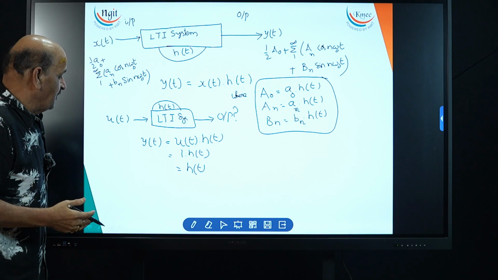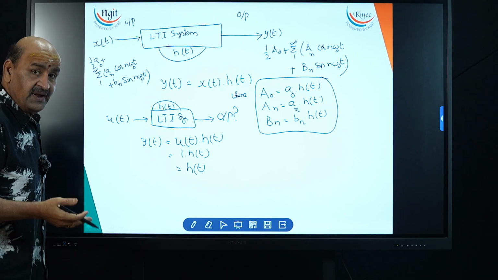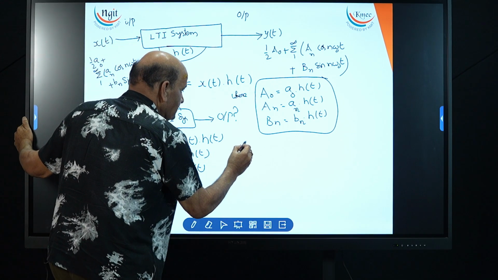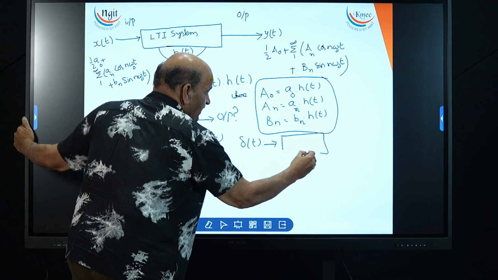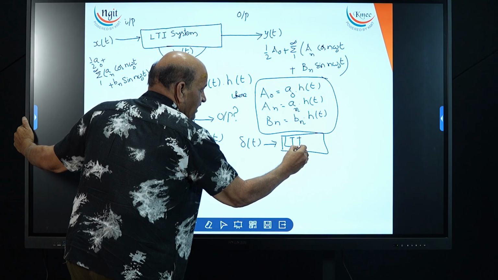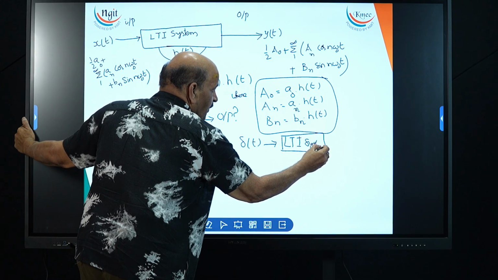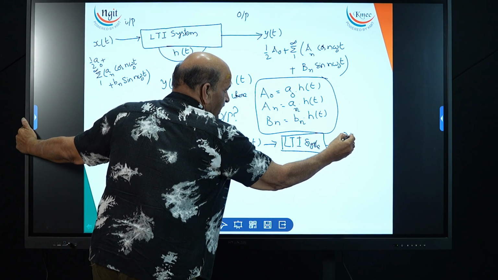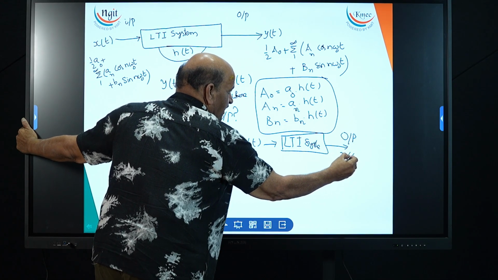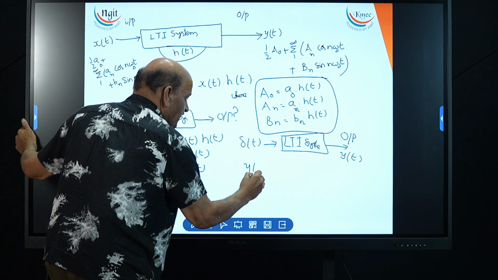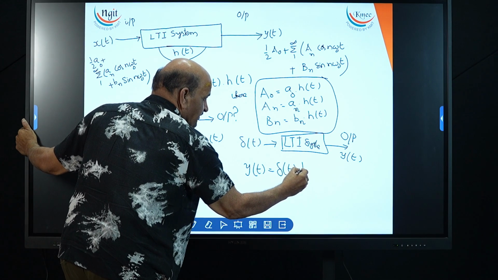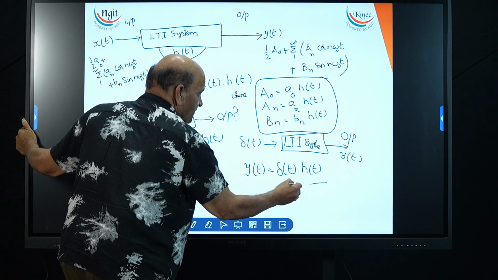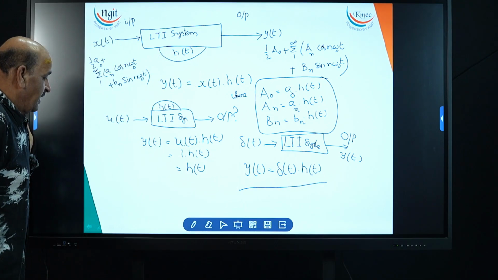Understand? For example, if you send a unit impulse function, that is delta of t, through a linear time invariant system, what output do you get? The output y of t is equal to delta of t into the system response h of t.